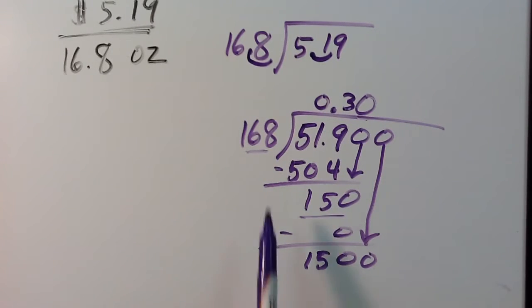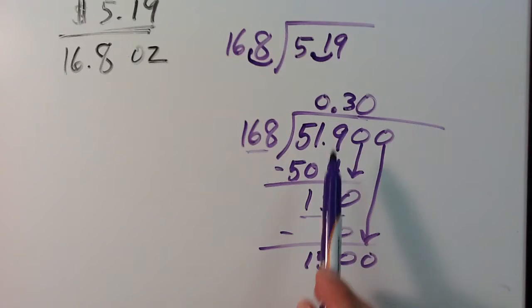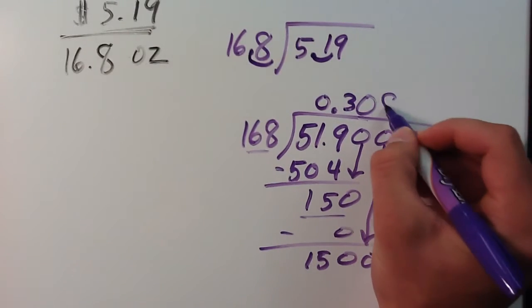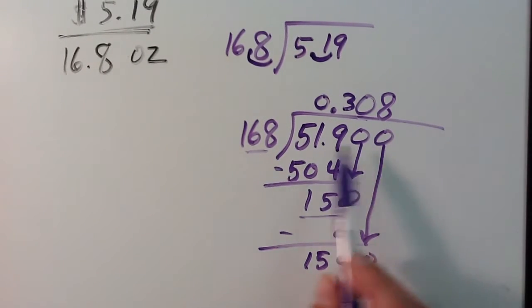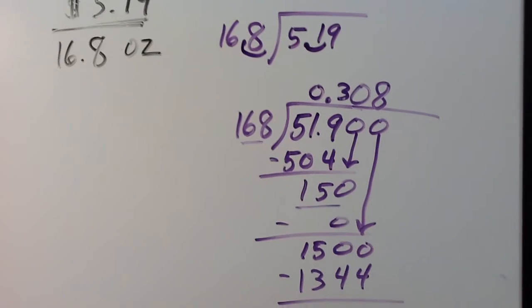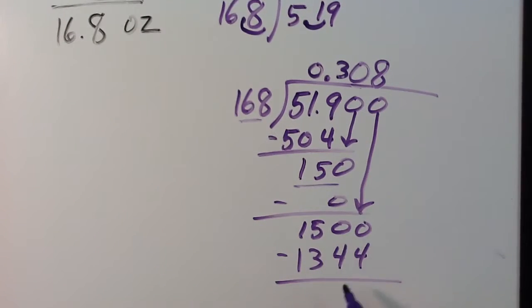Now the question is, how many times can 168 go into 1500? Again, you need to pick an integer and just try it. Well, we know it's going to be more than 3 times, right? Because 3 times 168 is 504, and we're looking for how many times can 168 go into 1500. And so let's try 6, let's try 7, let's try 8. And if you try 8, 8 is actually correct because 8 times 168 is 1344, which is as close as you can get to 1500 without going over it. Okay? 1500 minus 1344, you should get 156. Bring down the next digit.